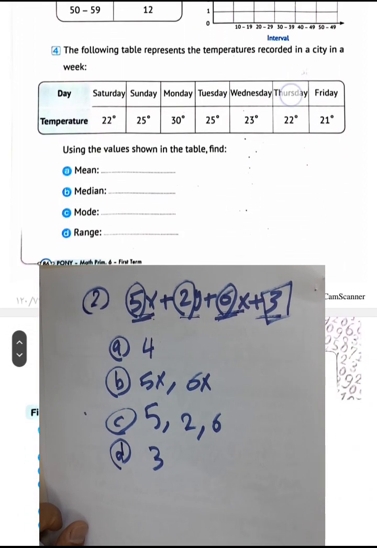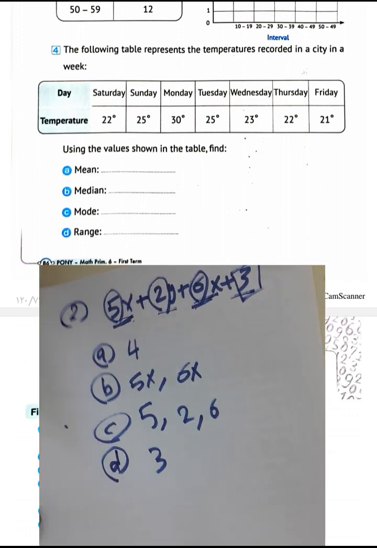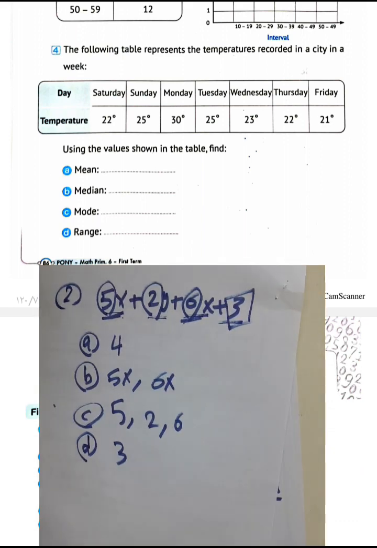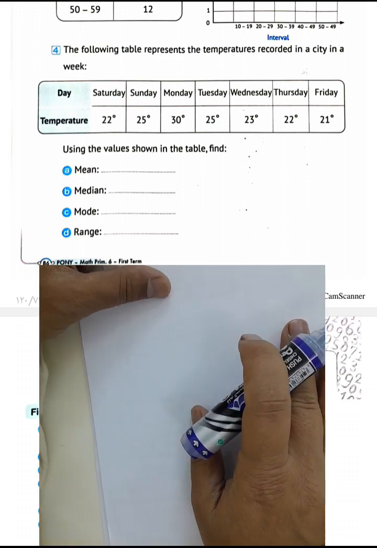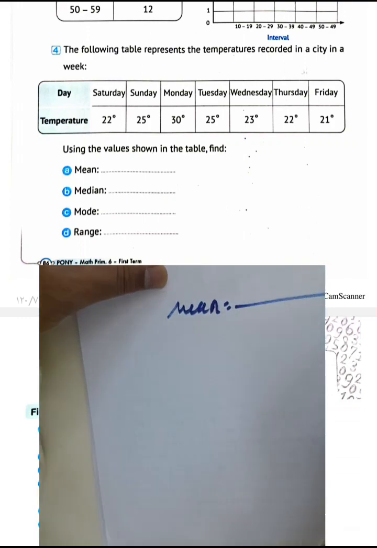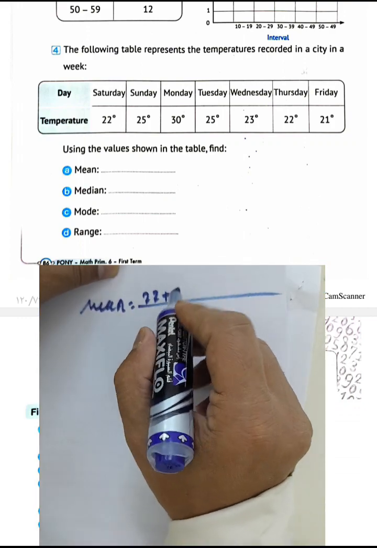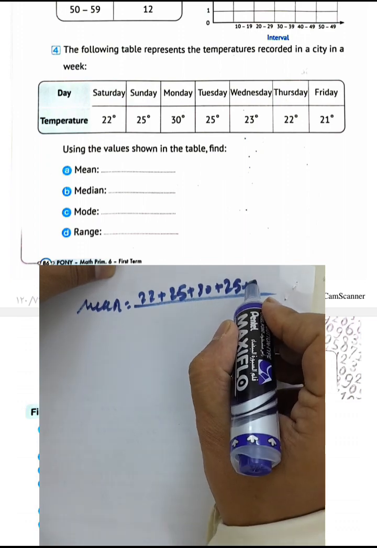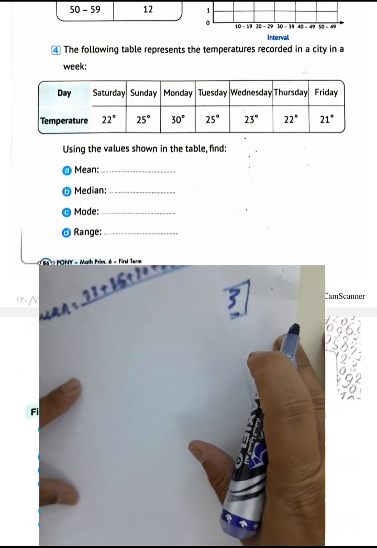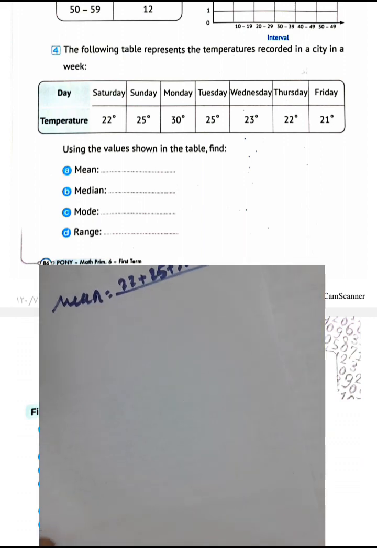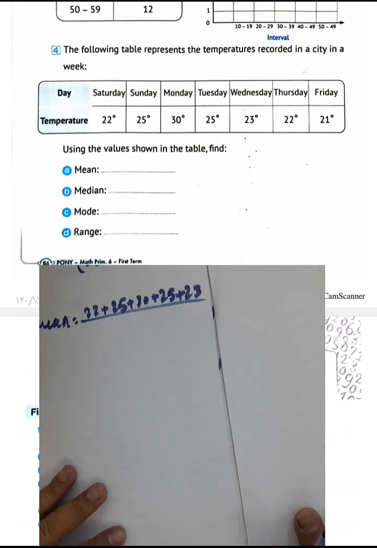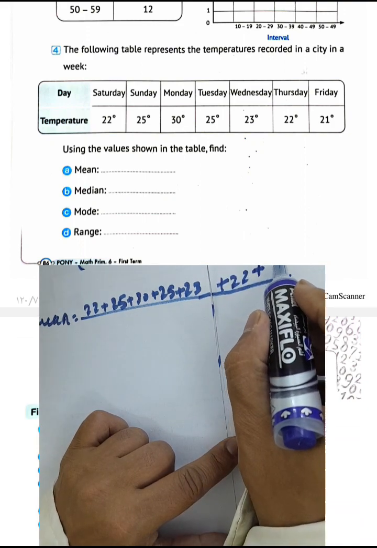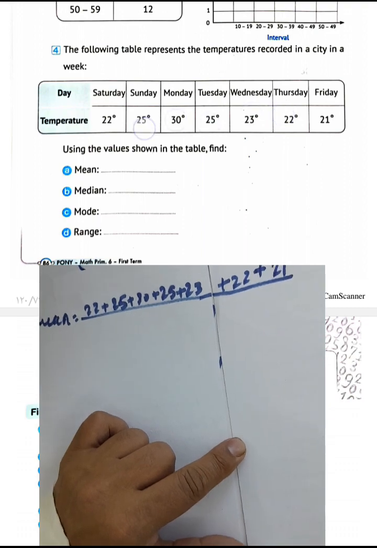Okay. Next question. Here you want to find the mean and the median and mode and the range. Okay. We have here the mean equals the sum of all values divided by the number of values, right? 22 plus 25 plus 30 plus 25 plus 23 plus 22 plus 21. The number of values: 1, 2, 3, 4, 5, 6, 7.